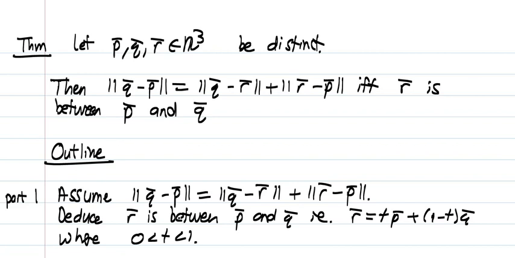So as I said, you have 2 jobs to do. So part 1, you assume that the equation is true and you want to deduce R is between P and Q. Now the definition comes in. What does it mean to be between? That means that R is of the form tP plus (1 minus t)Q, where parameter t is between 0 and 1. So this is job 1 or part 1.